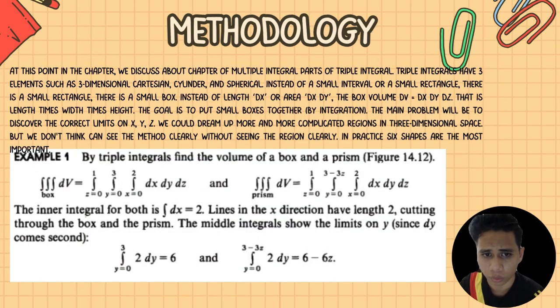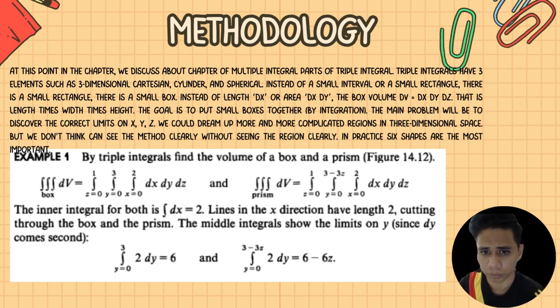Alright, so we need to continue. In this chapter, we discuss multiple integrals, the part on triple integrals. Triple integrals have three elements: three-dimensional Cartesian, cylindrical, and spherical. Instead of a small interval or a small rectangle, there is a small box. Instead of length dx or area dx dy, the box volume dV equals dx dy dz. That is length times width times height.